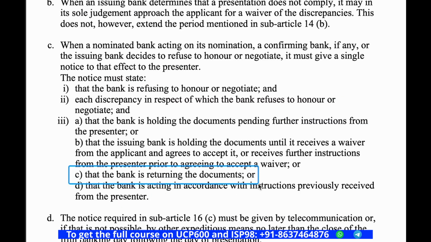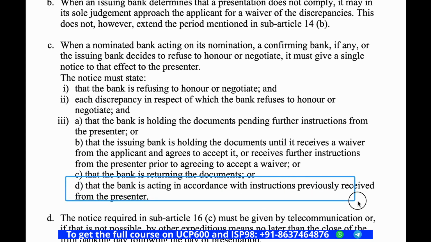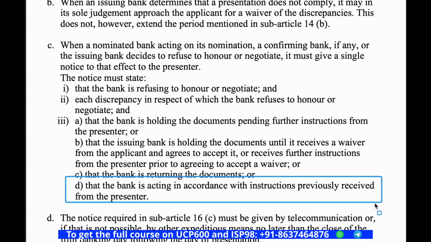Here, the bank is simply returning the documents to the presenter along with the refusal notice. And the fourth option is that the bank is acting in accordance with the instructions previously received from the presenter. Generally, while presenting the documents, the presenter will submit a covering letter as well. So in some cases, the presenter will mention how to treat discrepant presentations in that covering letter itself. So that is the previously received instruction, right? And in this case, the bank will act according to the instruction in that covering letter.